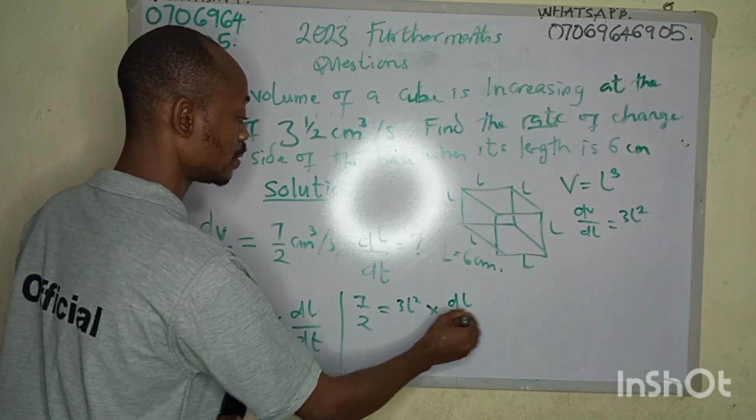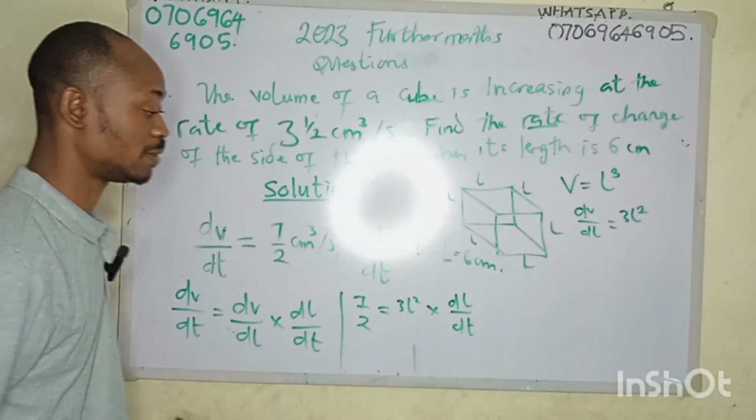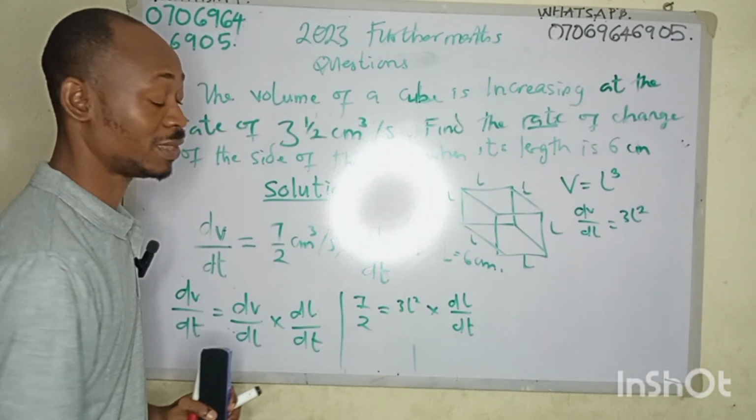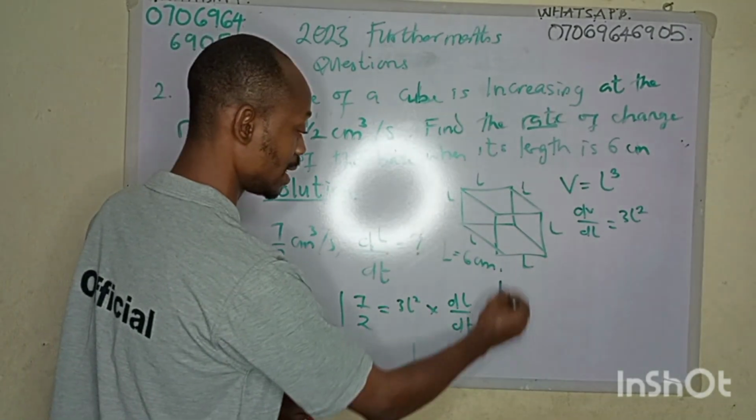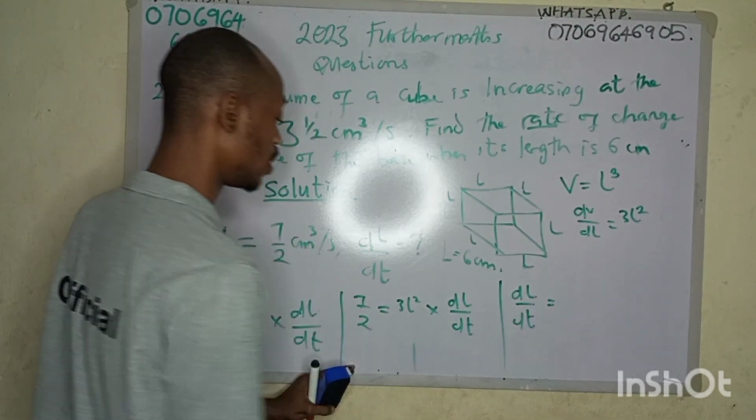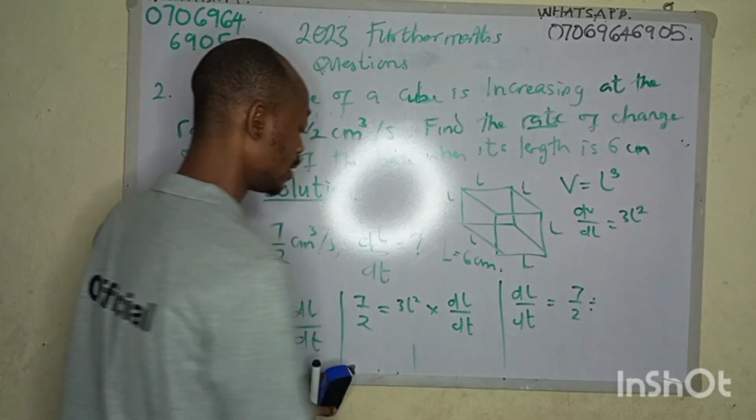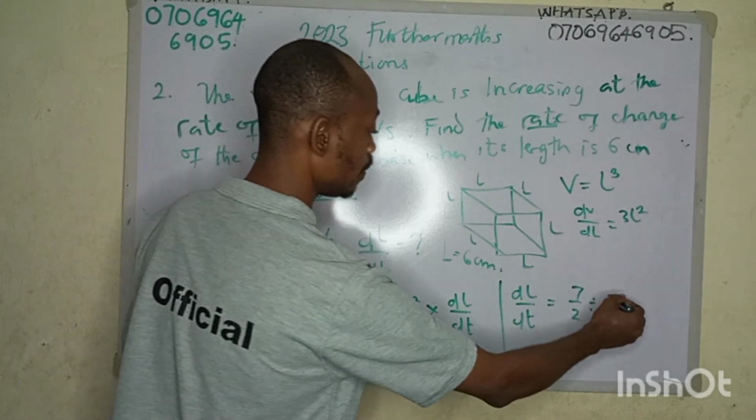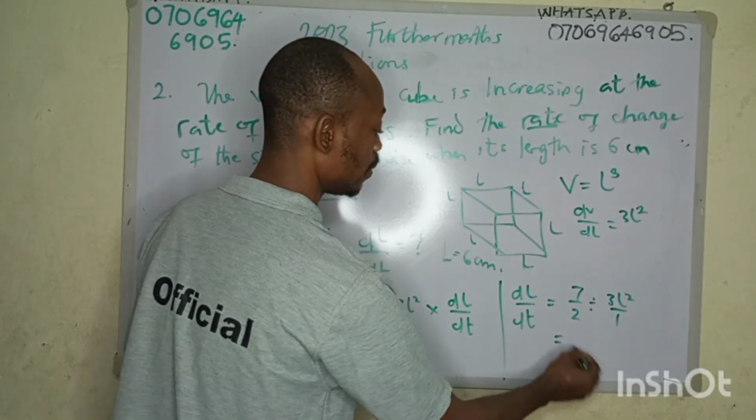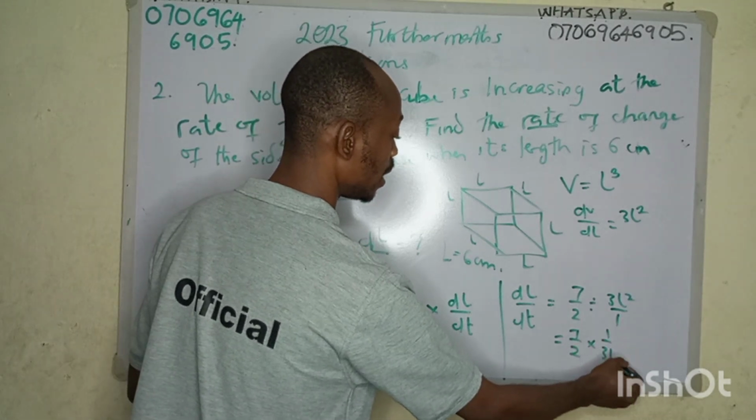So we have dl/dt, that's what we're looking for. Very quickly here, we are looking for dl/dt, and 3L squared is multiplying it. If you divide through by 3L squared, we are going to get dl/dt equal to 7 over 2 divided by 3L squared, all over 1. Of course, this becomes 7 over 2 times 1 over 3L squared.